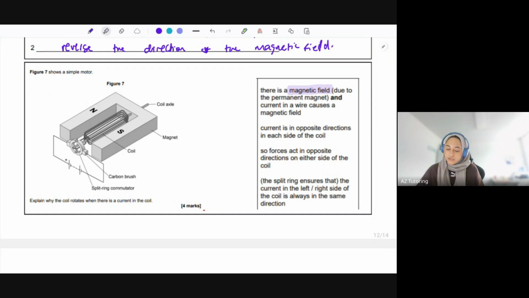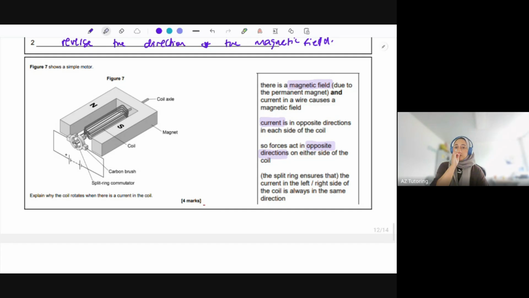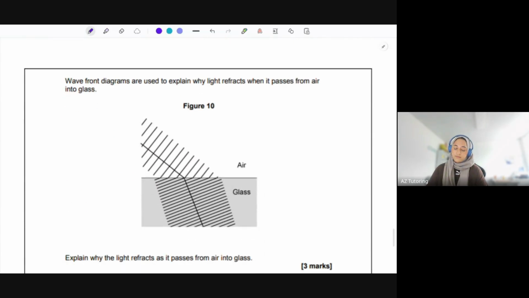And current in a wire causes a magnetic field. So remember, you've got a magnetic field from north to south, but then you've got a magnetic field from the wire. So you put a magnetic field into another magnetic field, which is going to basically cause it to move. So explaining that current is in opposite directions in each side of the coil. So we spoke about the current. Forces act in an opposite direction of each other. So therefore, the coil rotates, basically is what that last part says. So yeah, just make sure you memorize the mark scheme for that. It tends to be the same almost every single year. So I've put that in.